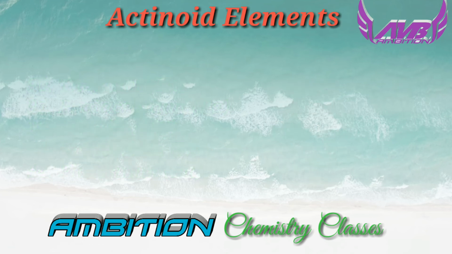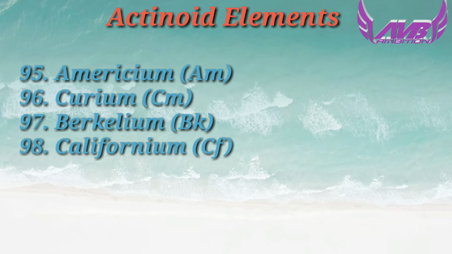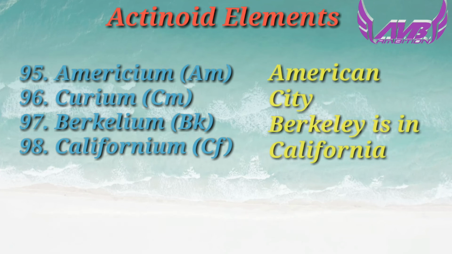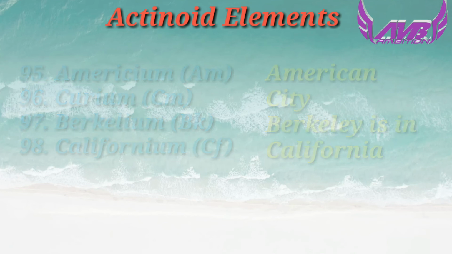The second segment of the actinoid series elements is americium, curium, berkelium and californium. The mnemonic for this segment is: American City Berkeley is in California. American for americium, City for curium, Berkeley for berkelium and California for californium.